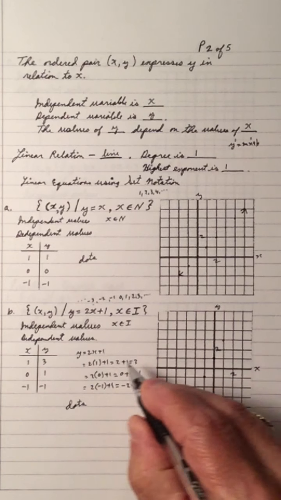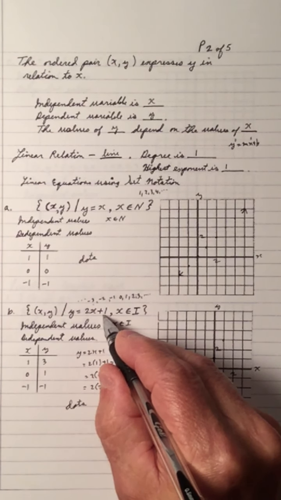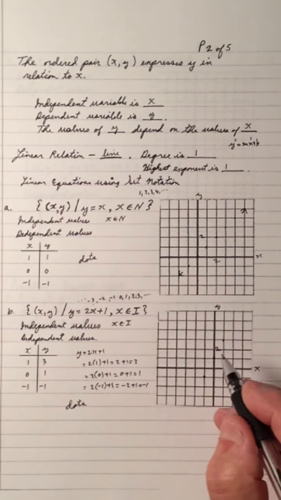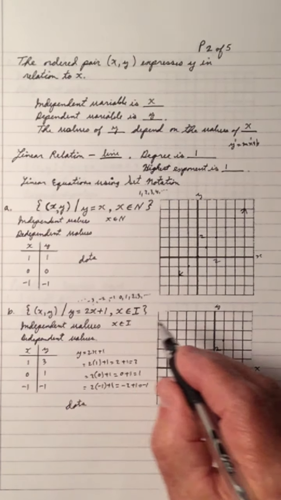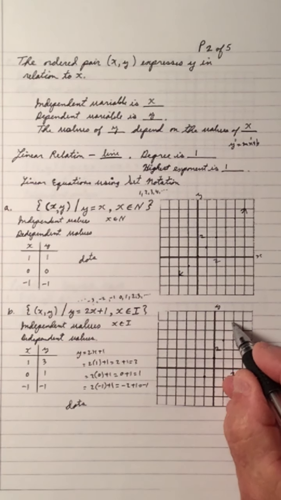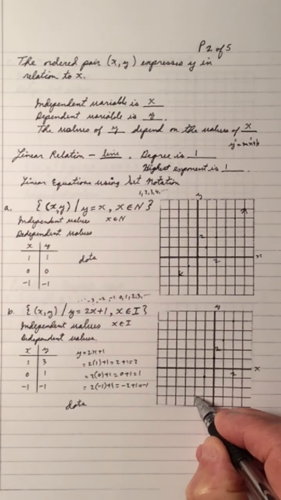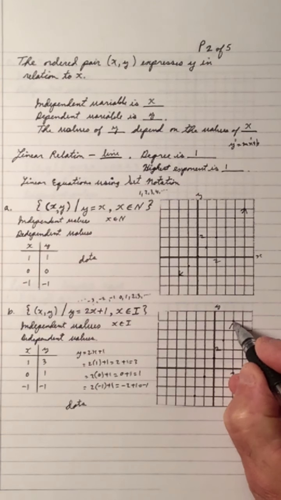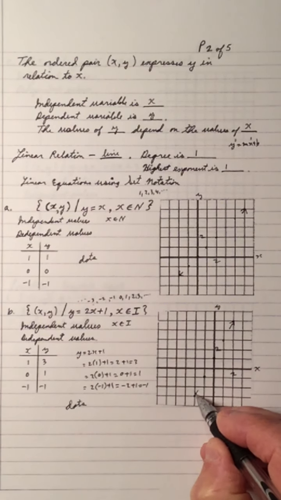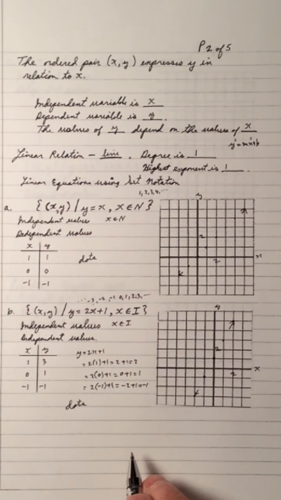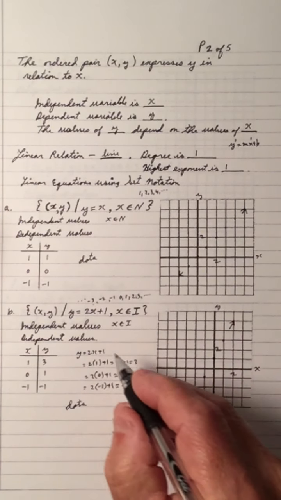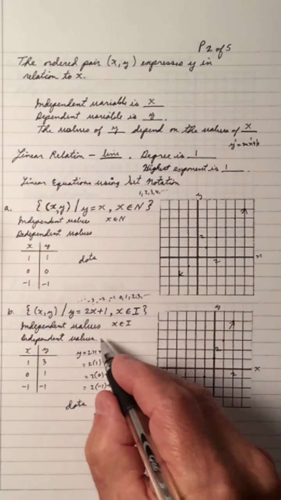If you want to keep on going, we have a slope of 2 and a y-intercept of 1. The y-intercept is 1, which is right here. The slope is 2 over 1, so I go up 2, right 1, up 2, right 1, another dot. And I can go down 2, left 1, and I get another dot. So this is a set of dots, and I can't connect these up. That means if I use all the integers, the dependent variable is y, so y belongs to the integers.